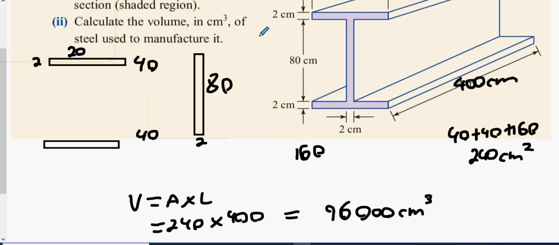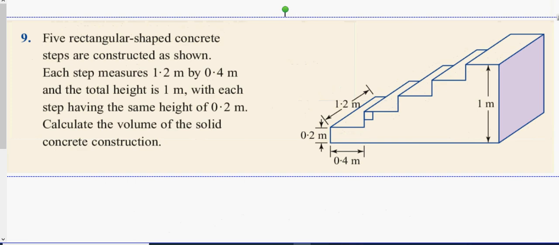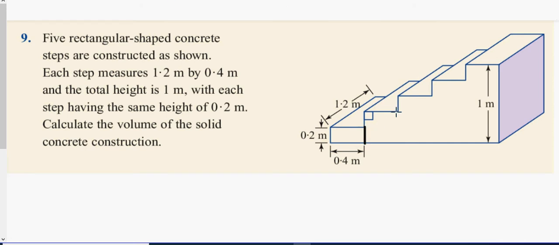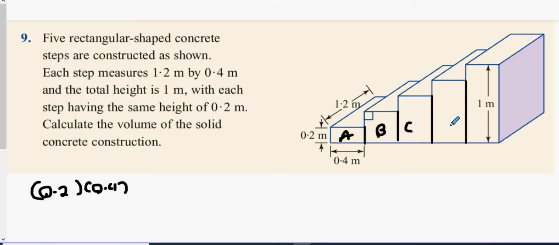Alright, let's move on. This one, yeah? I'm going to leave everything in meters. No bother. So here's what I'm going to do: 1, 2, 3. Everybody happy with that? So what's the first one? 0.2 multiplied by 0.4. That's A, B, C, D, and E.